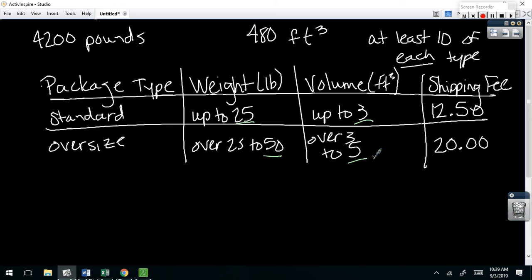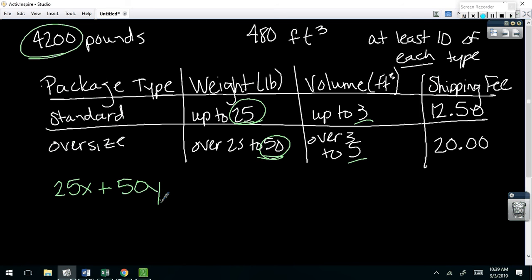Well, the first thing it tells us is that a package delivery truck can hold 4,200 pounds. Right? So assuming all the standards are at 25 pounds, 25 times X plus 50 times Y. Do we agree with that? It's 2 different variables. There's an oversized and there's a standard, right? That needs to be less than or equal to what? 4,200.